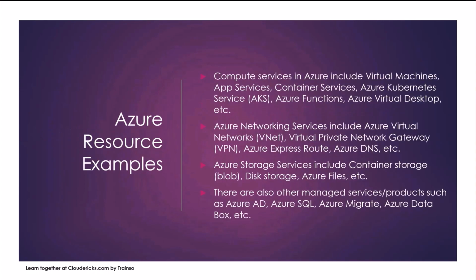Azure resource examples. Compute services in Azure include virtual machines, app services, container services, Azure Kubernetes Service, Azure Functions, Azure Virtual Desktop, etc. Azure networking services include Azure Virtual Network or VNet, Virtual Private Network Gateway or VPN, Azure ExpressRoute, Azure DNS, etc. Azure storage services include container storage or blob storage, disk storage, Azure Files, etc. There are also other managed services or products such as Azure AD, Azure SQL, Azure Migrate, Azure Data Box, etc.